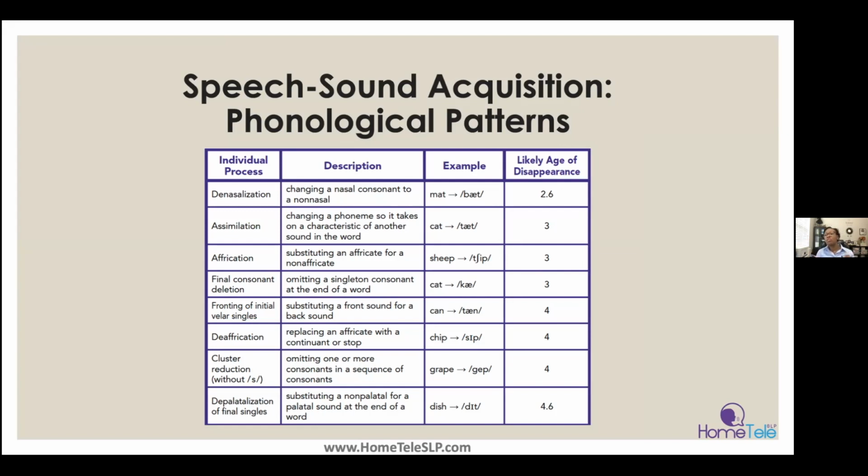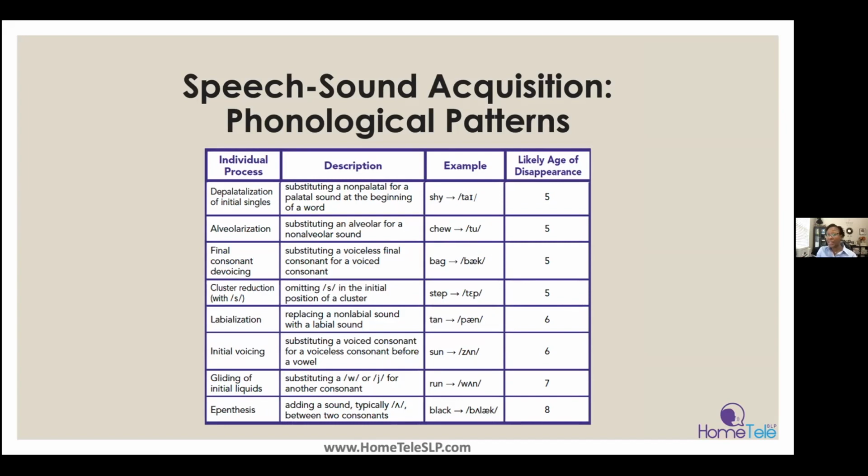So if they're omitting one or more consonants in a sequence of consonants, here's an example, grape. Grape becomes gape. Dropping that consonant sound is something that should disappear by age 4, unless it's an S blend. Those are still tricky and later developing, so it's not uncommon for children 4 and 5 to still have difficulty with S blends.